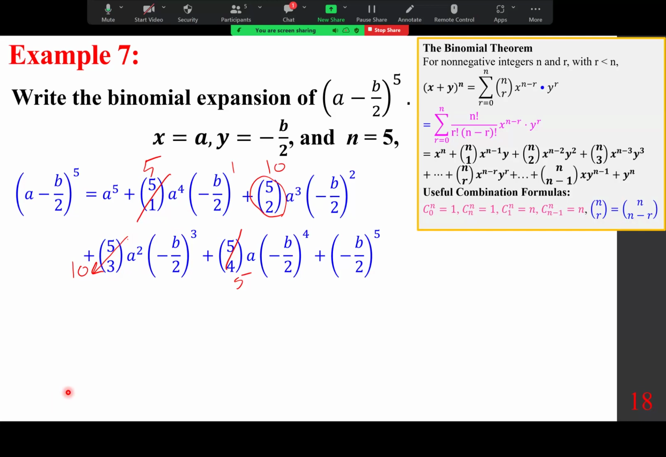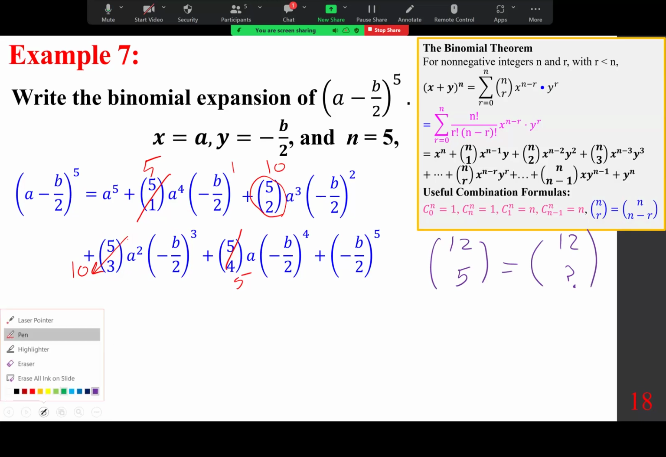Just to give you an idea before I move on, just as an example, class, let's make something up. If it's 12 here and it's 5 here and it's 12 here, what should be here? What goes in here has to be 7. Why? Because 12 minus 5 is 7. So they're identical.